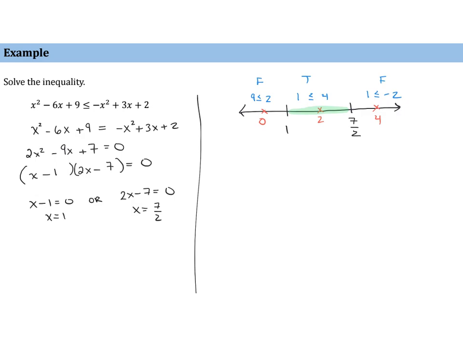Now, if we put 1 into our inequality, it makes it equal. So this time we should include it. Likewise, 7 halves would make it equal. How do I know that? I'm not plugging it in. I already know these are solutions to the equation. So therefore, I'm looking at between 1 and 7 halves is my solution, including the 1 and the 7 halves.